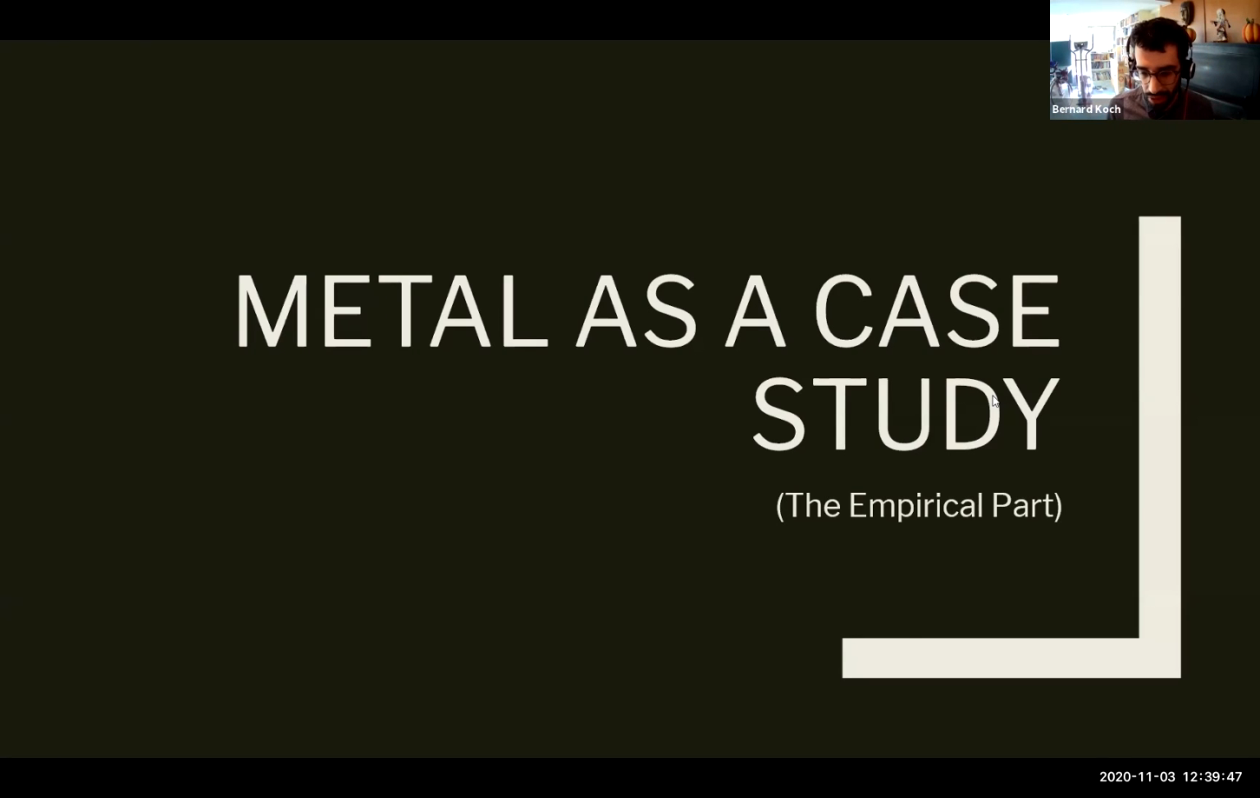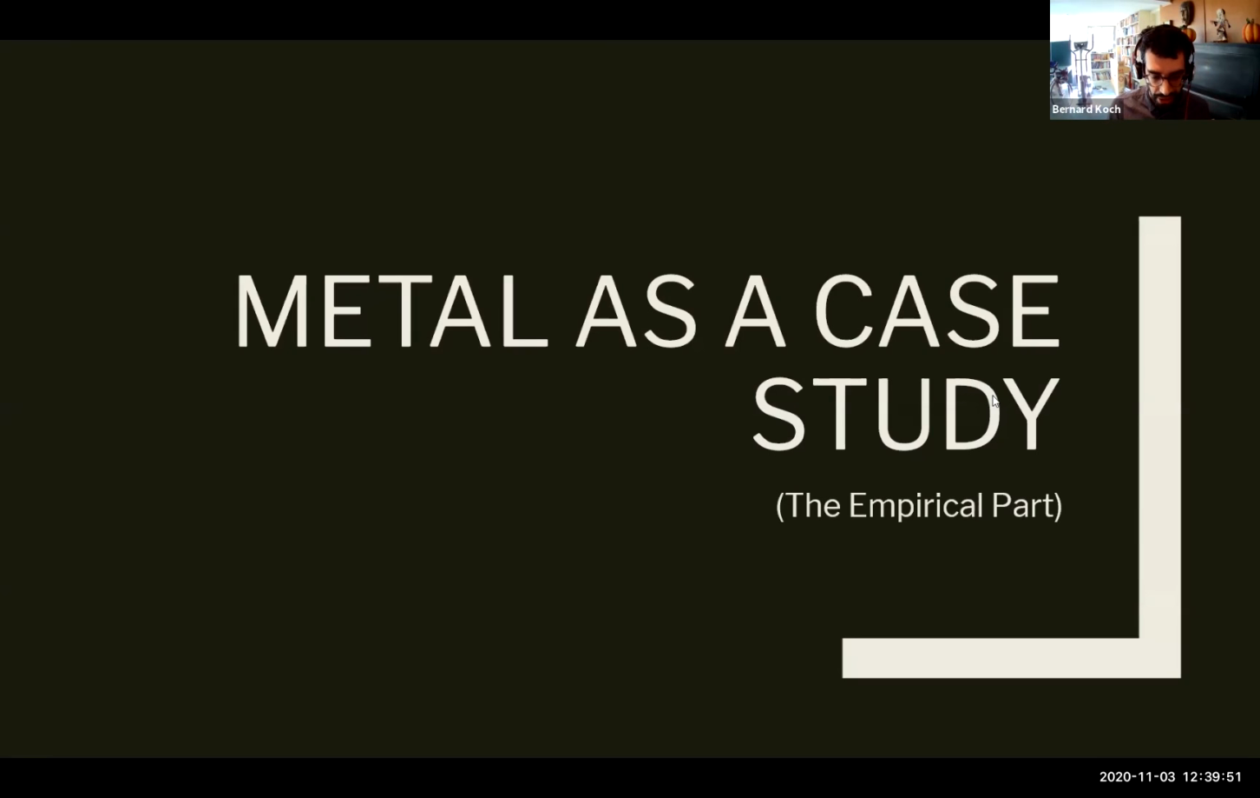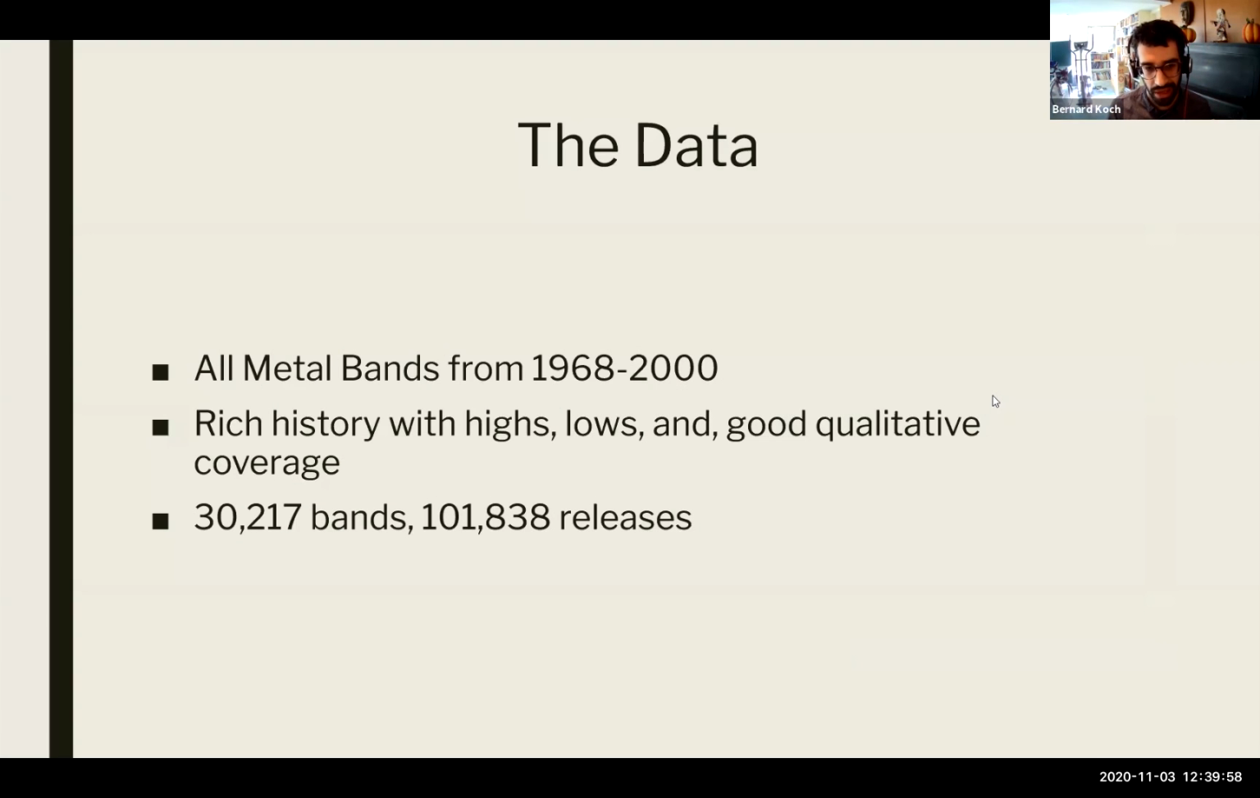Okay, so now I'm going to talk a little bit about metal music. I think this is a fun case study that I've been working on for a couple of years now. I'll have the link to the paper at the bottom if you're interested. It's on SocArXiv. But it's a cool data set where we have pretty much every band from 1968 to 2000. Metal is an interesting case study because it's a classic cultural form.